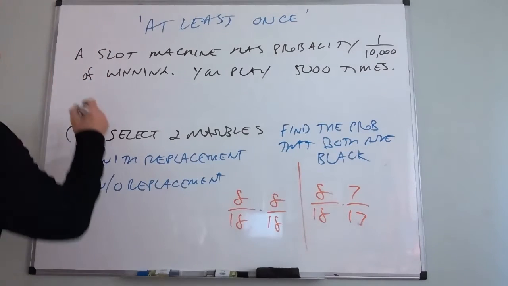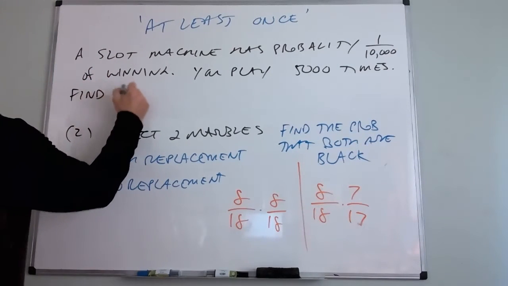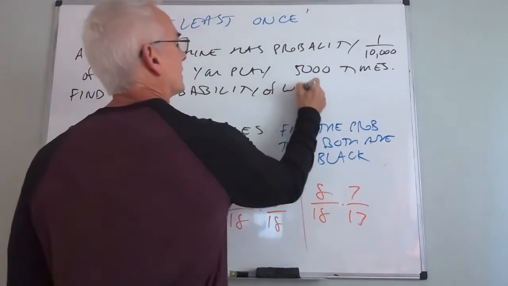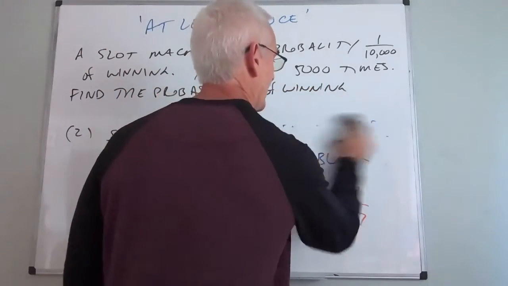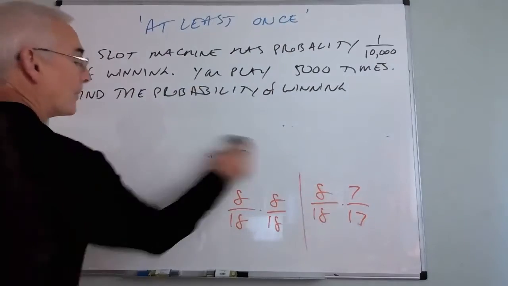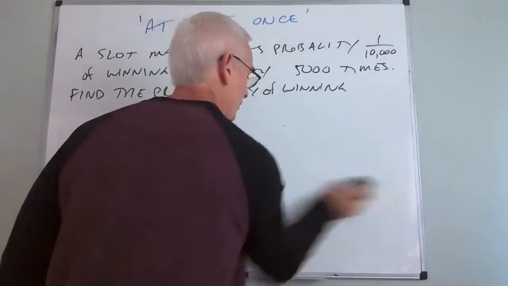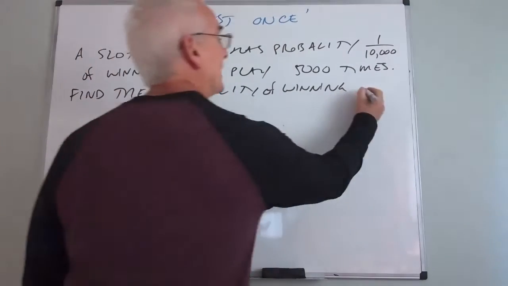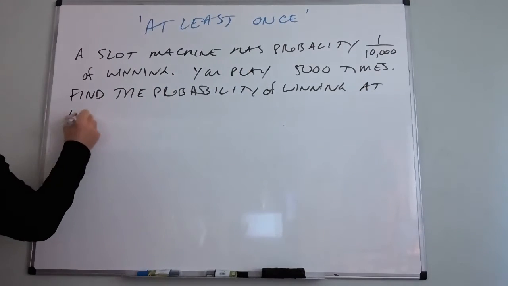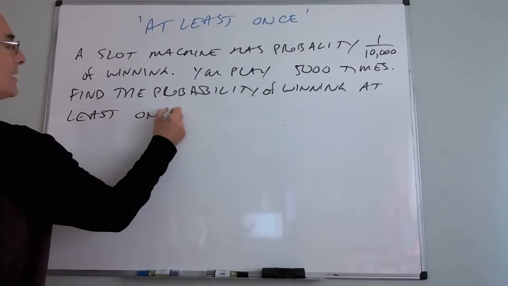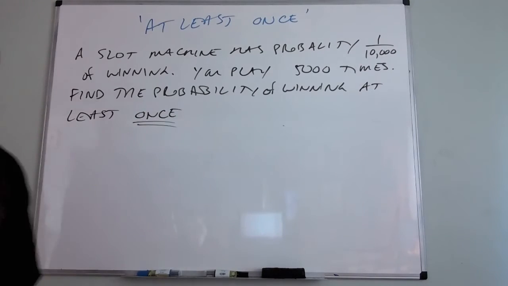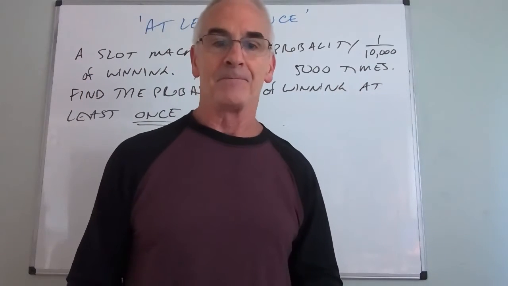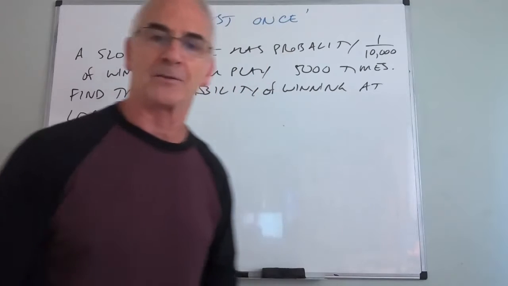Okay. I want to find the probability of winning. Now, if I pick any number of times, it becomes a very complicated calculation. It uses something called the binomial theorem, and it's actually not a trivial thing. We're going to do that later. But I want the probability of winning at least once. And that's the key. At least once means I win 1 or 2 or 3, all the way up to 10,000.